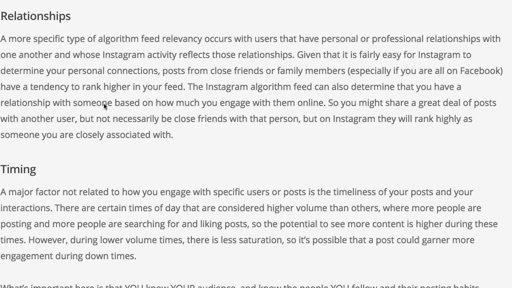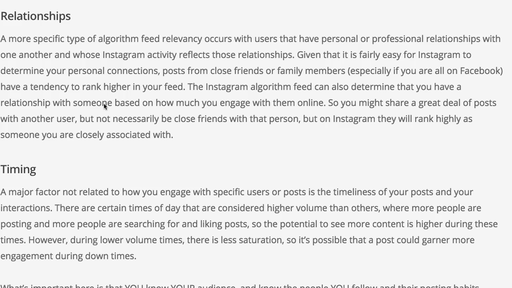Relationships is another thing that Instagram uses to determine what type of feed to send you, just so that you know. A more specific type of algorithm feed relevancy occurs with users that have personal or professional relationships with one another, and whose Instagram activity reflects those relationships. Given that it's fairly easy for Instagram to determine your personal connections, whether it's posts from close friends or family members, especially if you're on Facebook, because if you have an Instagram account and you've used an email address, Facebook knows exactly who you are. And if you're interacting with someone else on Instagram that also is using an email account that might be similar to one that they have with Facebook, Facebook now knows exactly who the two of you are.